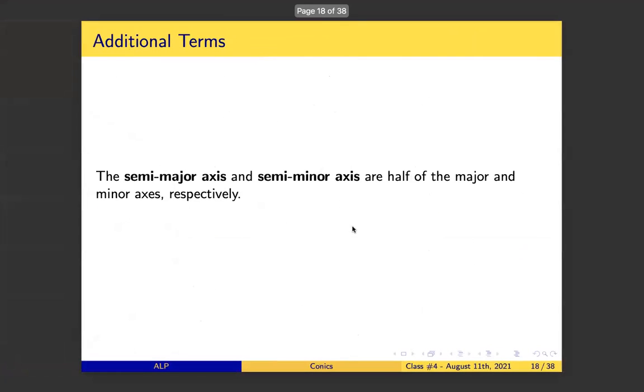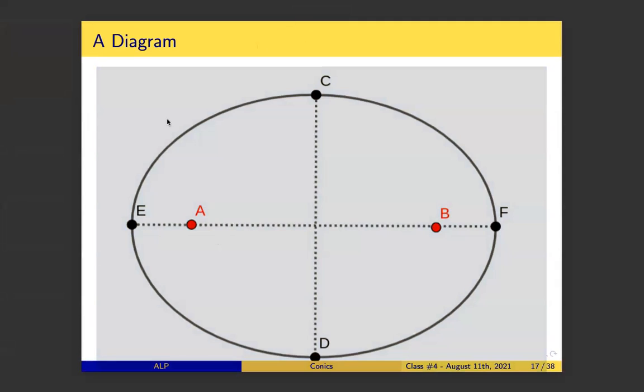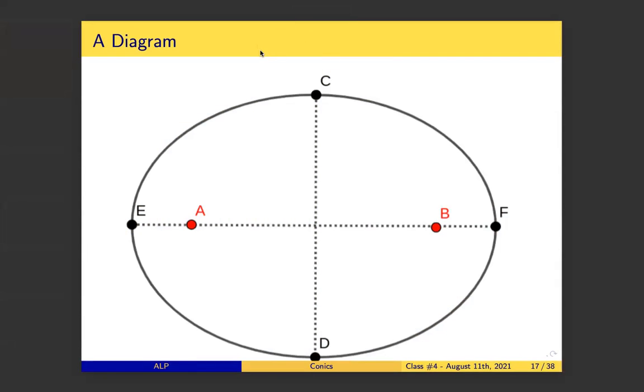All right, so the semi-major axis. Oh, and I forgot to show: the major axis is this longer diameter, which I would say is EF, and the smaller diameter, which is the minor axis, is CD.